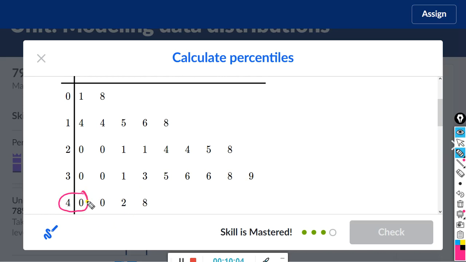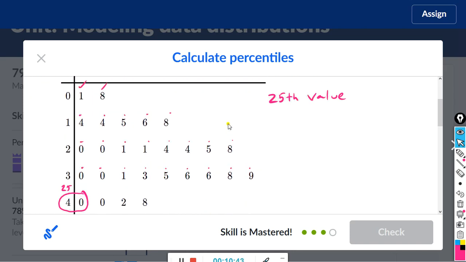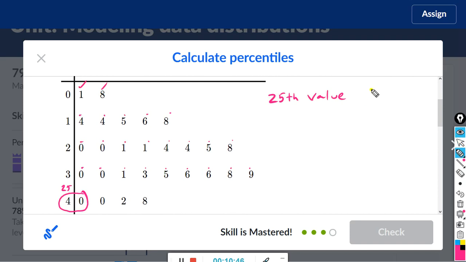We have to count how far that is, what number value that is. So this is the first, second, third, fourth, 5, 6, 7, 8, 9, 10, 11, 12, 13, 14, 15, 16, 17, 18, 19, 20, 21, 22, 23, 24, 25. That is the 25th value. And how many values did we have? 30. So that number 40 is number 25 out of 30.